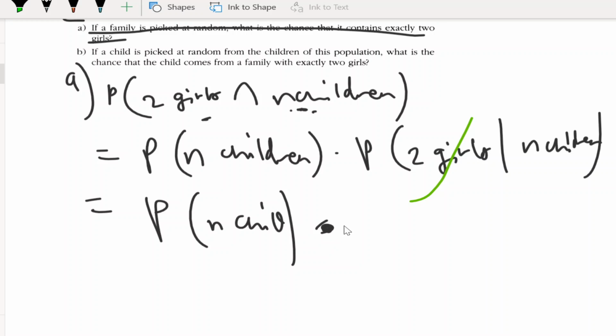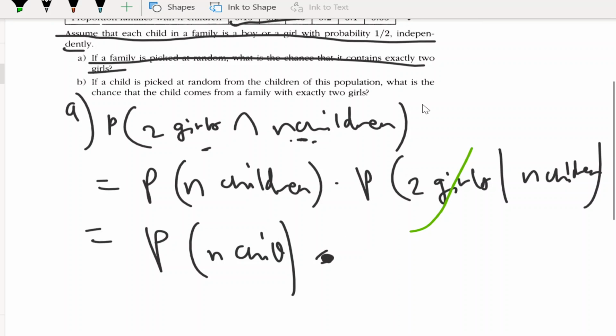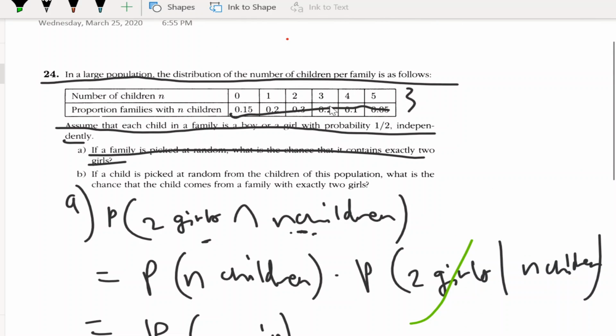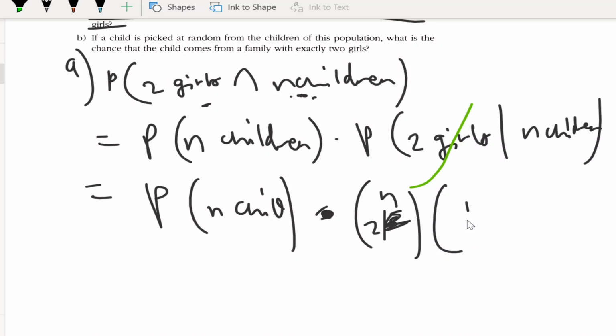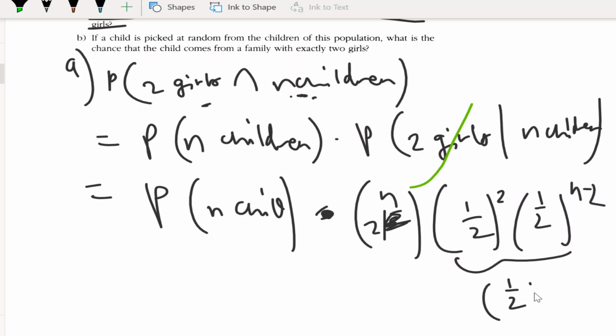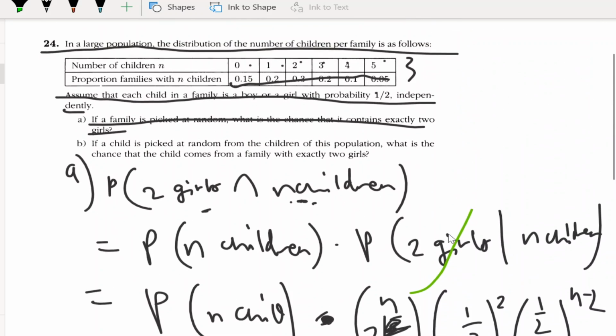But then we have to realize that the probability of 2 girls given n children is basically a binomial distribution, right? Because we define the success as having a girl, so having 0 girls, 1 girl, 2 girls, 3 girls, and so on, and the probability of having a girl or boy is half. So we can write this as a binomial probability: n choose 2 for 2 girls and n total children, times half to the second power times half to the n minus 2 power. You'll notice that these simplify to half to the nth power, but we'll write it out like this just to keep it simple. Alright, cool.